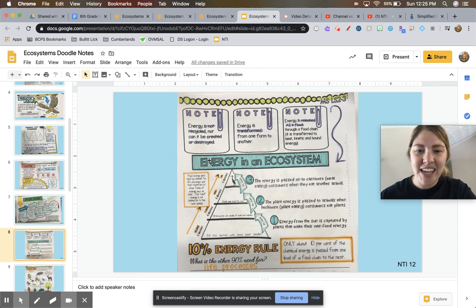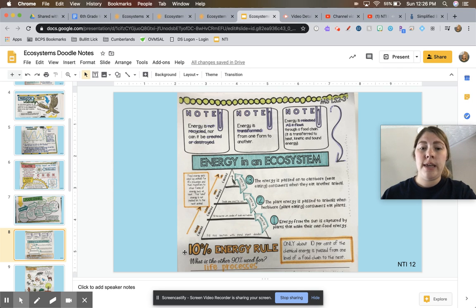So energy in an ecosystem, the energy is passed. So first down here, we have energy from the sun is captured by plants that make their own food energy. Then you have the plant energy is passed to animals when herbivores, which are plant-eating consumers, eat plants. Then the energy is passed on to carnivores, which are meat-eating consumers, when they eat another animal.